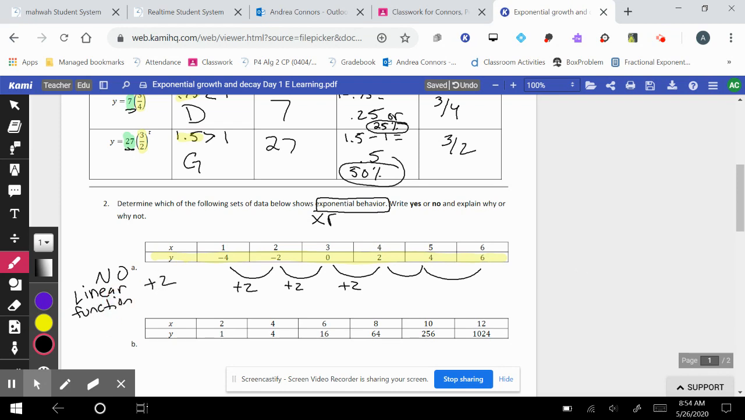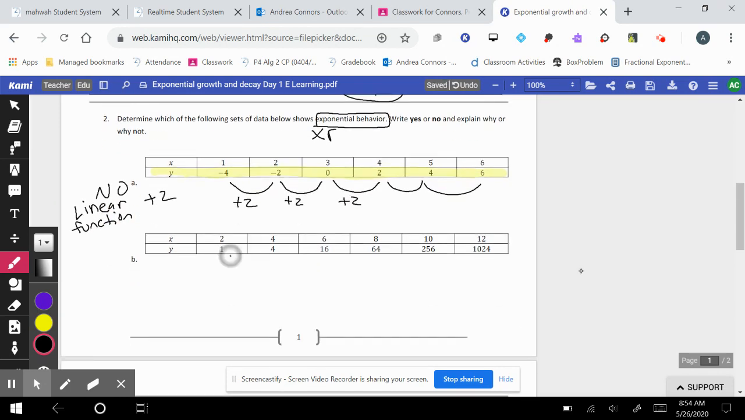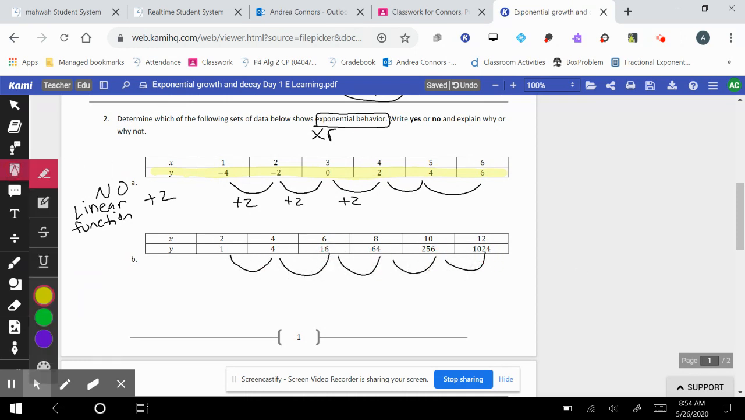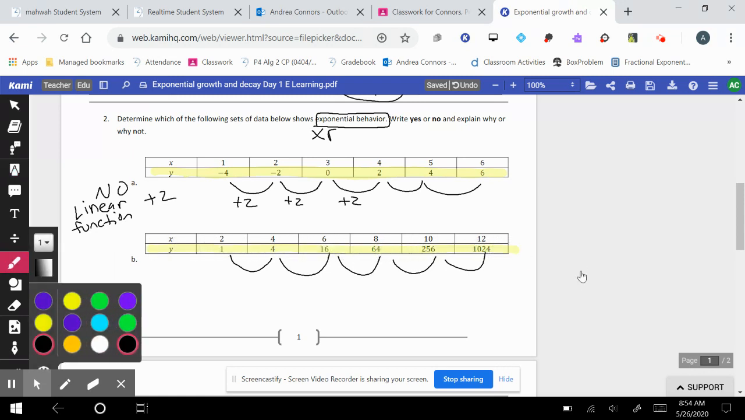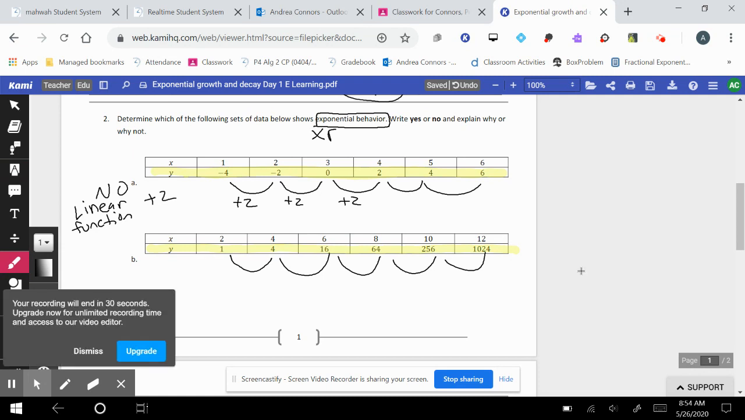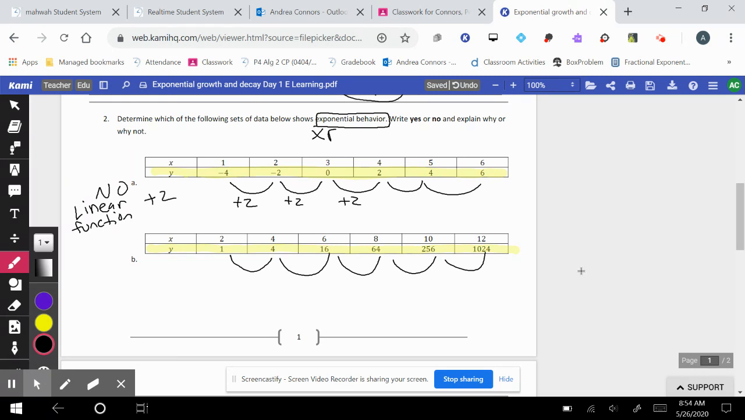You're plusing 2 each time. In this case, again, I'm going to highlight the y's because that's all I'm caring about right now. You really don't care about the x's when you come to exponential behavior. How does 1 become 4? Well, I could add 3, but if you added 3, you wouldn't get 16. So how does 1 become 4? You're multiplying by 4, multiply by 4, multiply by 4.